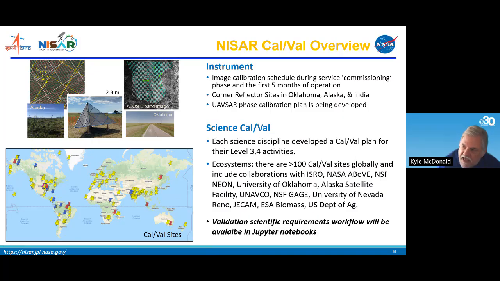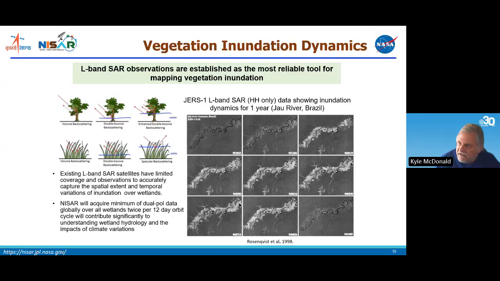In addition to that, we have a network of calibration targets, these trihedrals. Some of the primary sites where these are located include Alaska and also Oklahoma. We've got an array of these which we can use to calibrate the radar data in terms of getting a quantifiable engineering measurement out of it. So there's two aspects there for the calibration validation.